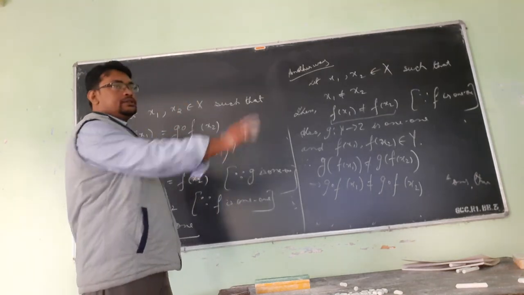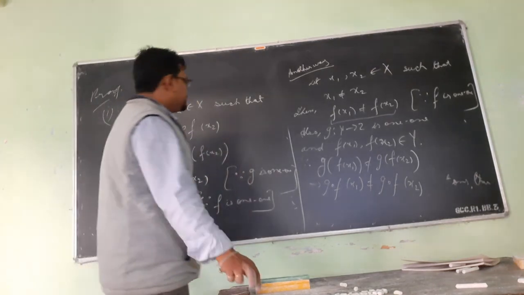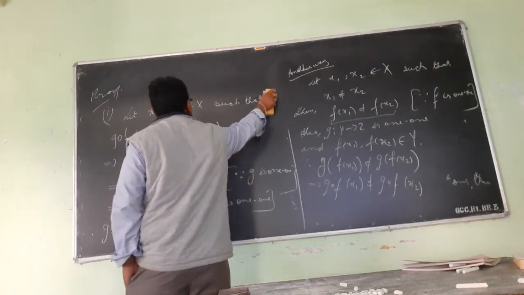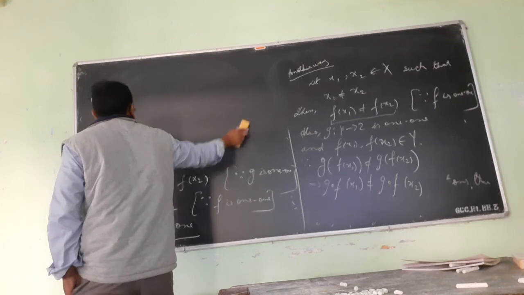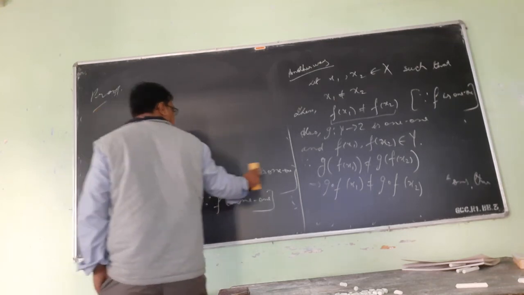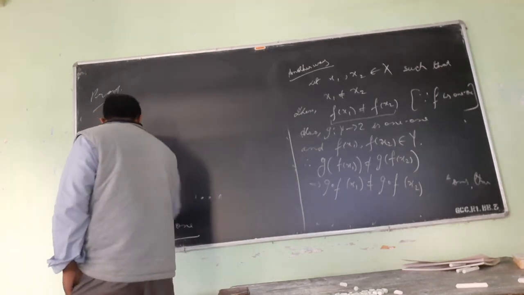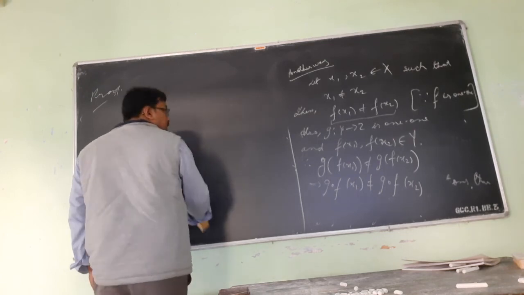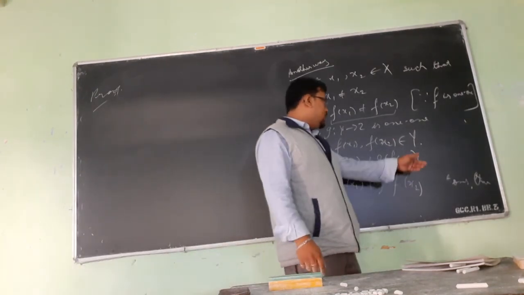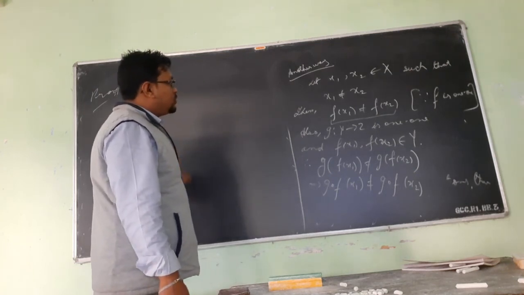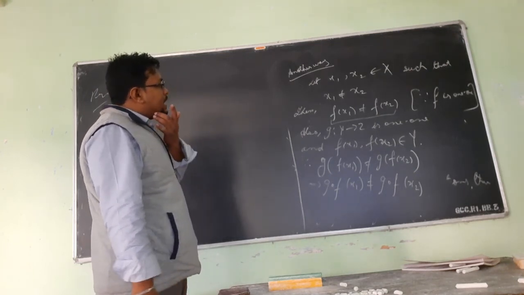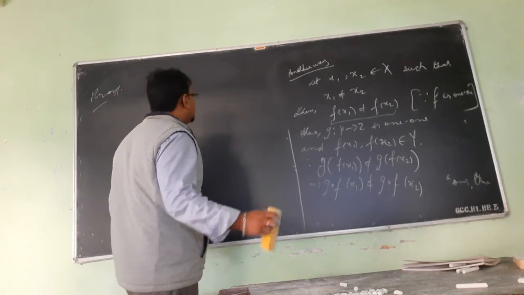Both are correct. You can do it in any way. Right. So let us try this one to part. But please note that the other way it may not be true. If GOF is 1-1, it may happen that one of g or f may not be 1-1. Okay, we will see some examples.